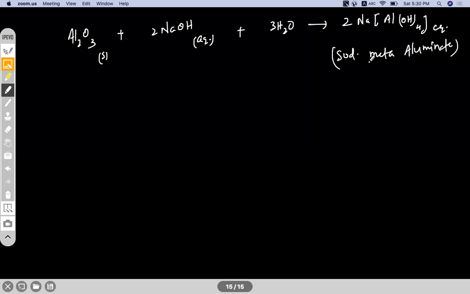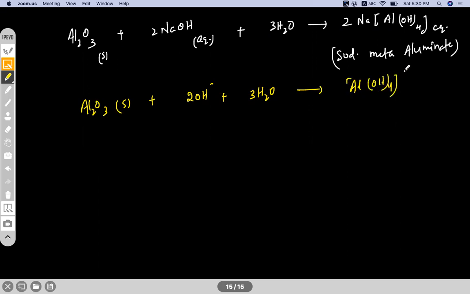Sodium meta-aluminate, which further on electrolysis converts into the next reaction we have: Al2O3 solid plus the base OH minus in the presence of H2O. This is the ionic form I am writing. This is the molecular form, and the ionic reaction is this, which is [Al(OH)4] minus, anyone you can write.